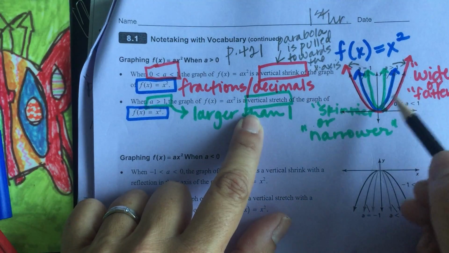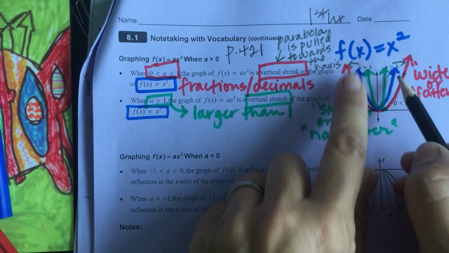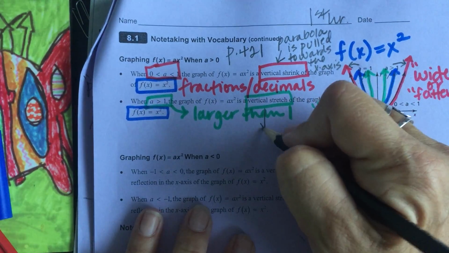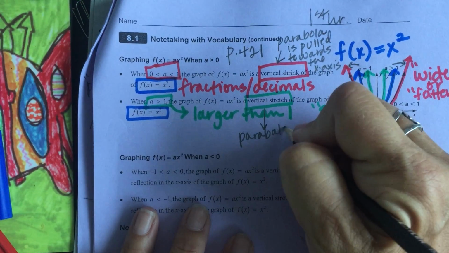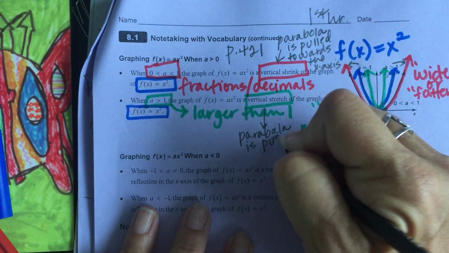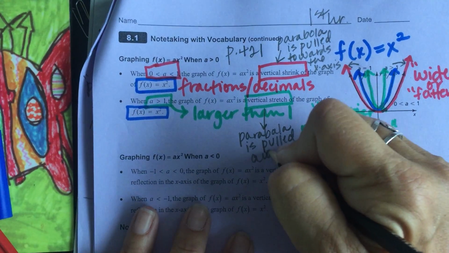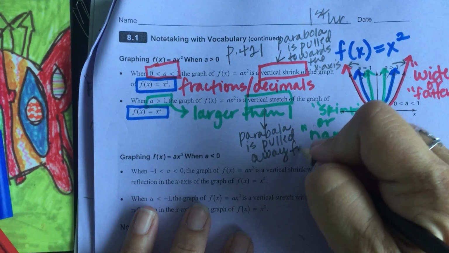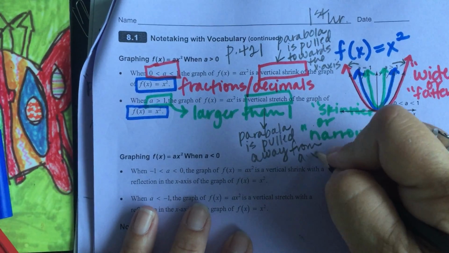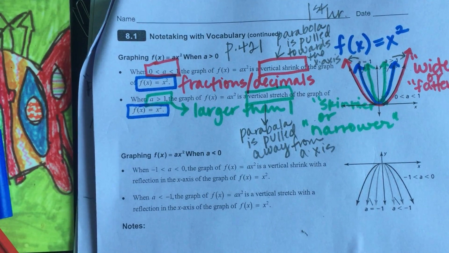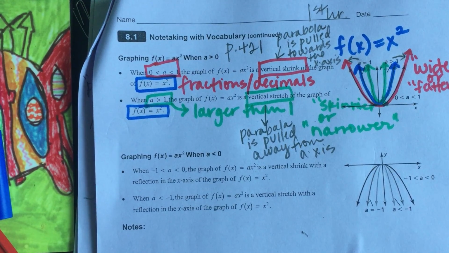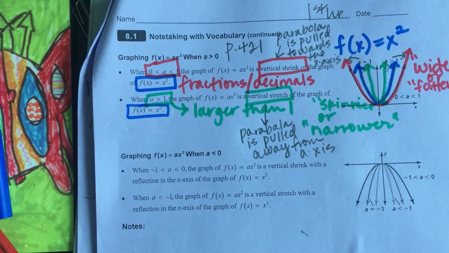We didn't write anything for a vertical stretch. We should have. Vertical stretch is when the parabola is pulled away from the x-axis. We're going to look back at this over and over and over again to get a handle on that. How do we talk about a vertical shrink versus a vertical stretch?